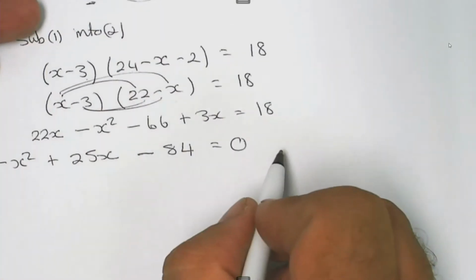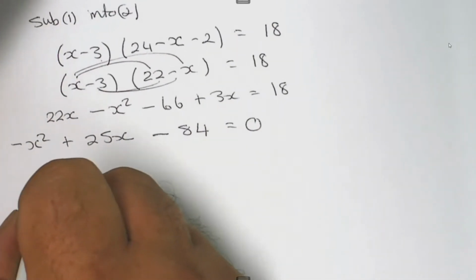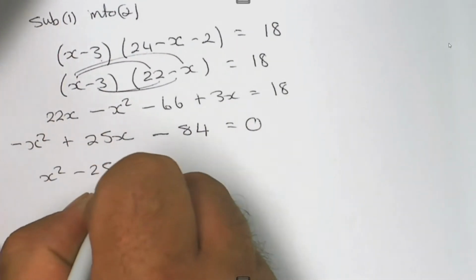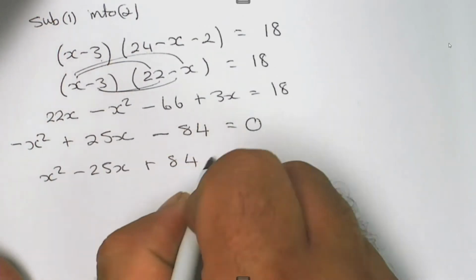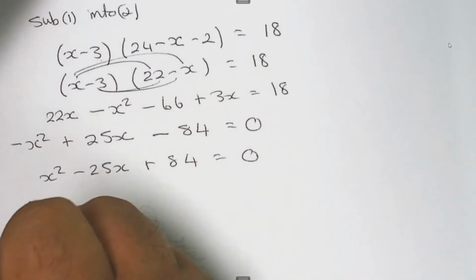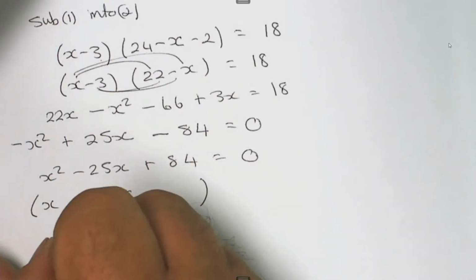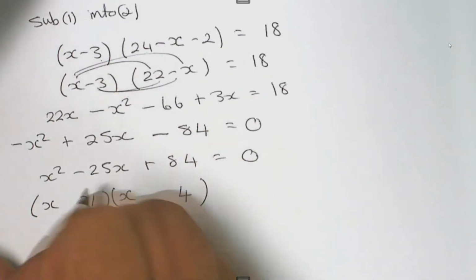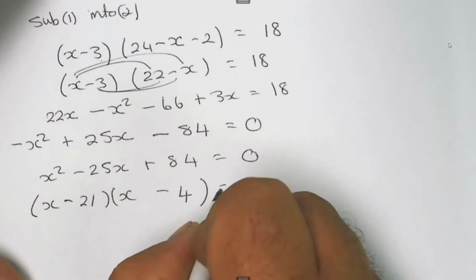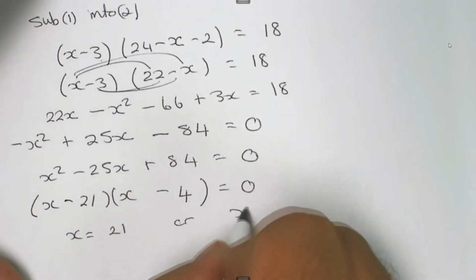Now I'm going to multiply across by a negative. So here I'm going to get x squared minus 25x plus 84 is equal to 0. So the factors of x squared is x times x. The factors of 84, 21 times 4 will give you that. Same sign, both negative. So x is equal to 21 or x is equal to 4.